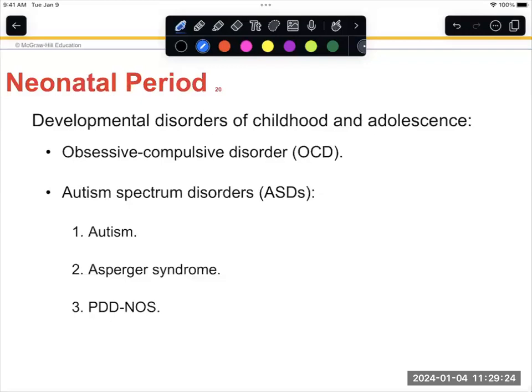Autism spectrum disorder is characterized by poor social interaction and communication skills and repetitive behaviors. It is a very large spectrum. Asperger's syndrome is the most mild form, up to a very severe form of autism. PDD-NOS is pervasive developmental disorder not otherwise specified. It is the diagnosis for children who show some characteristics of autism spectrum disorder, but do not meet the specific criteria.